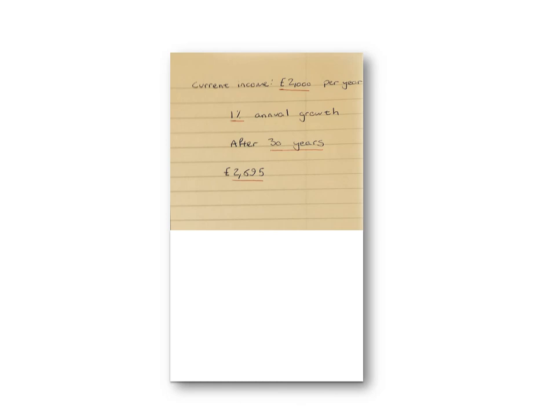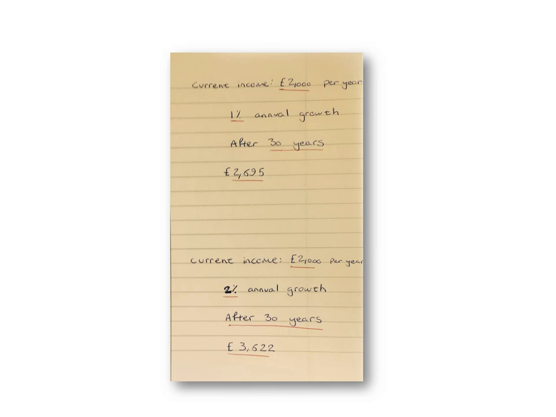Now, let's make a small change to the growth rate and see the difference. Again, let's assume you have £2,000. Now, this time, you have a 2% growth rate. Again, after 30 years, you end up with 3,600. Very big difference. £1,000 difference. So in the long term, even 1% really matters, right? It really matters a lot.